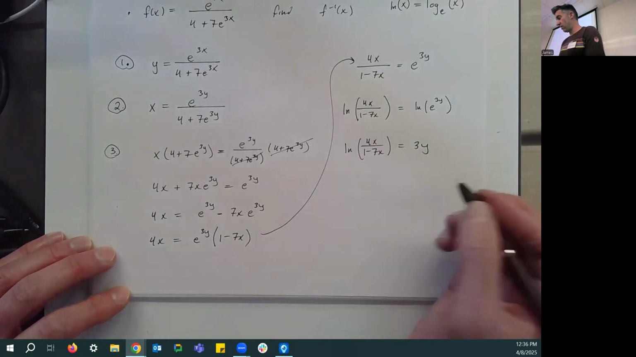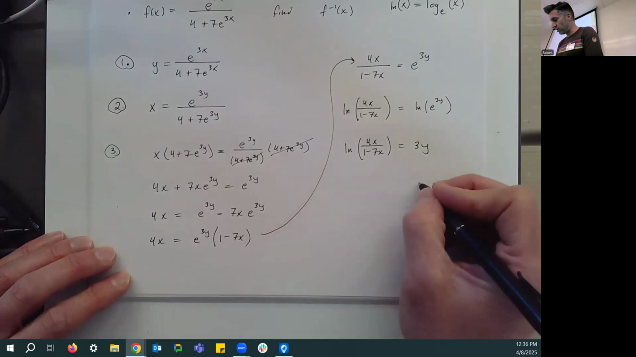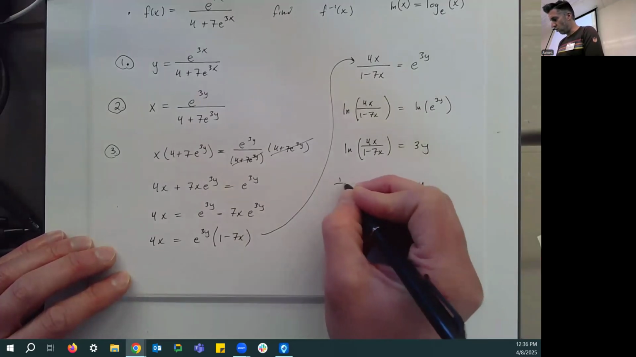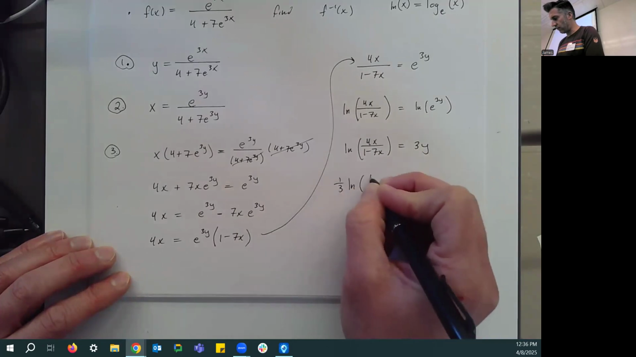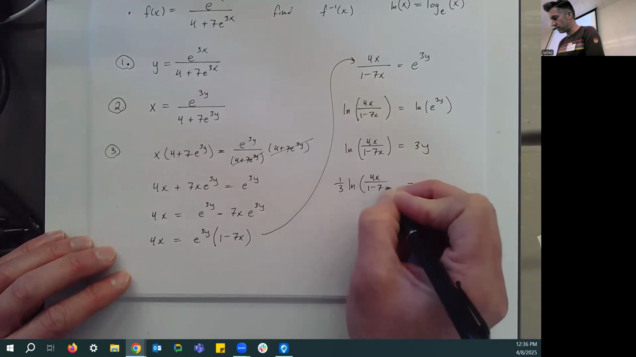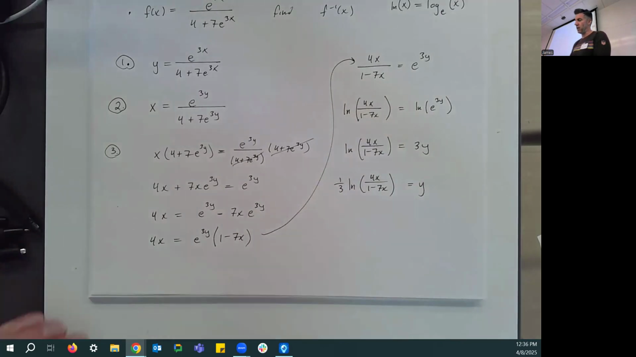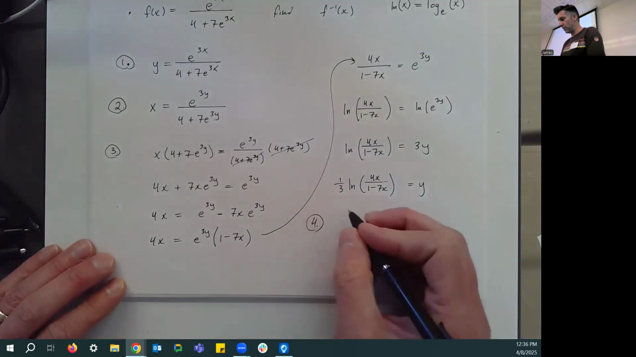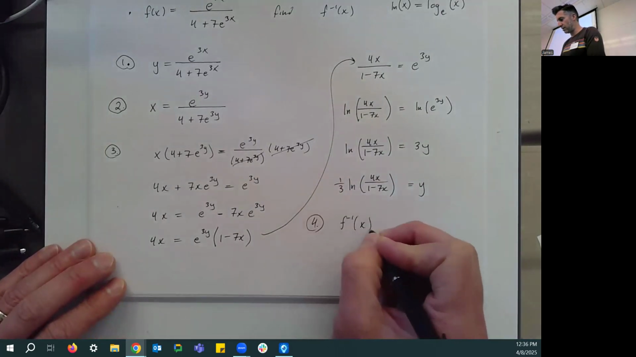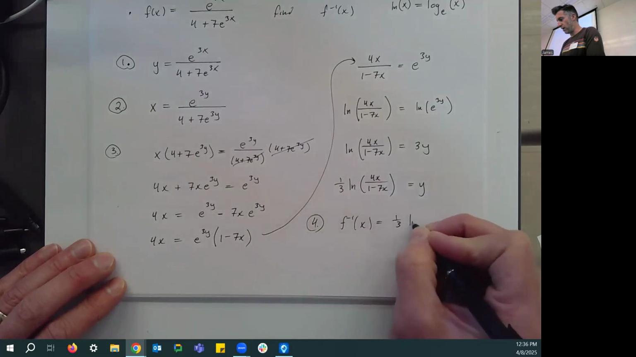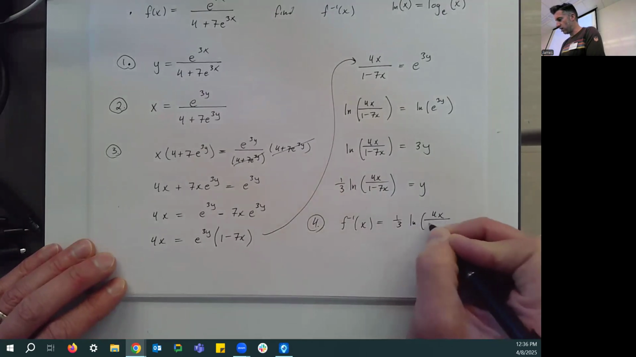And then divide both sides by 3, or multiply both sides by 1/3. So y is going to equal 1/3 times the natural log of 4x over 1 minus 7x. And then finally, if I was writing it as an inverse function, I would say that f inverse of x is equal to 1/3 natural log of 4x over 1 minus 7x.